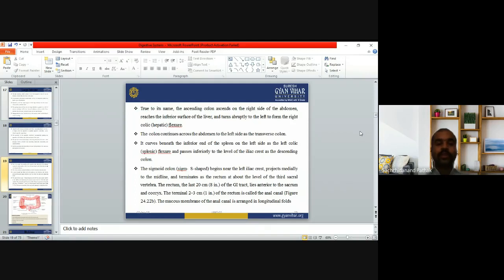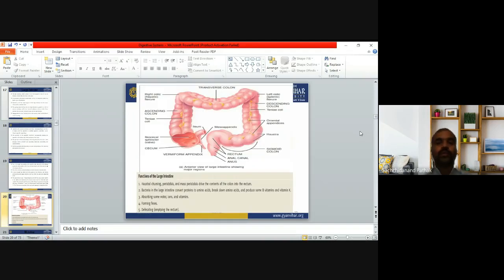The sigmoid colon begins near the left iliac crest, projects medially to the midline, and terminates at the rectum at about the level of the third sacral vertebra. The rectum, the last 20 centimeters of the gastrointestinal tract, lies anterior to the sacrum and coccyx. These are the positions and the anatomy. The terminal 2 to 3 centimeters of the rectum is called the anal canal. The mucous membrane of the anal canal is arranged into longitudinal folds.